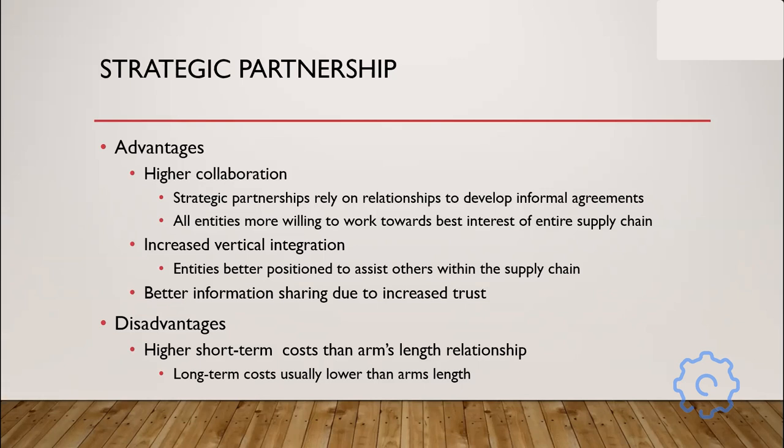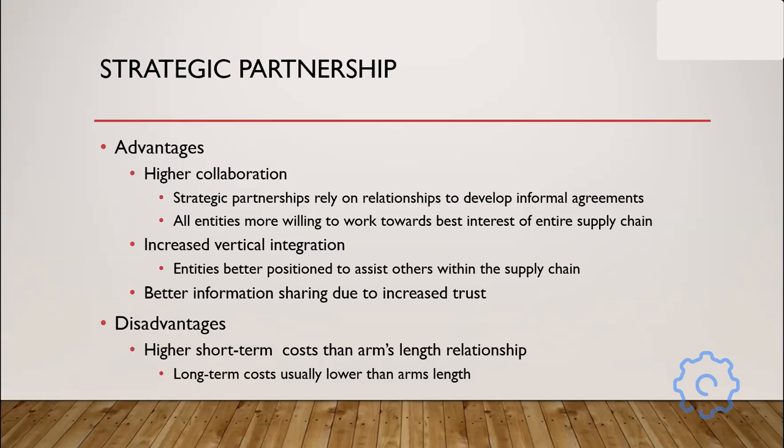As you're going to find out later in this class, some of the contracts that you create will develop a scenario in which information sharing would be beneficial across everyone, especially when you deal with things like the bullwhip effect, which we will cover in later weeks. But since there is increased trust within a strategic partnership, they'll be more willing to share their data with other partners because they are more likely to feel that they're not going to be taken advantage of.